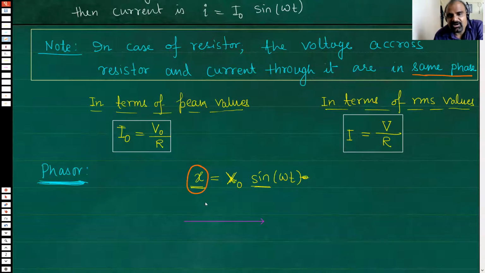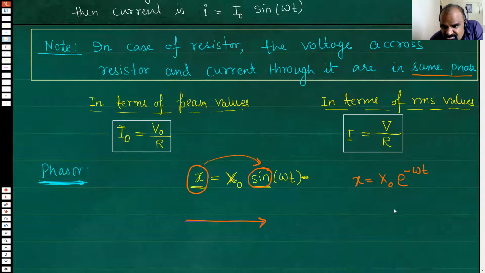So just accept what I'm saying. What I'm saying is whenever you have a sinusoidally varying number, now it has to be sinusoidally varying, then that number can be represented with the help of an arrow. Now, if this number was something else, like x is equal to x naught e to the power minus omega t or whatever, here you can't draw phasor. There is no concept of phasor here. The concept of phasor works only for sinusoidally varying quantity. So there has to be a sine.